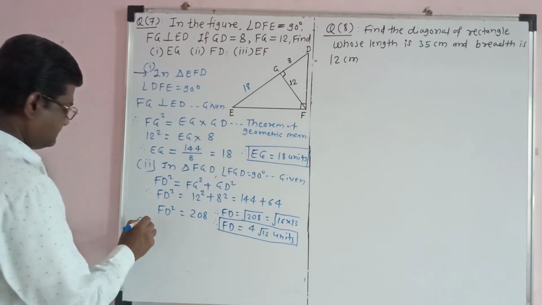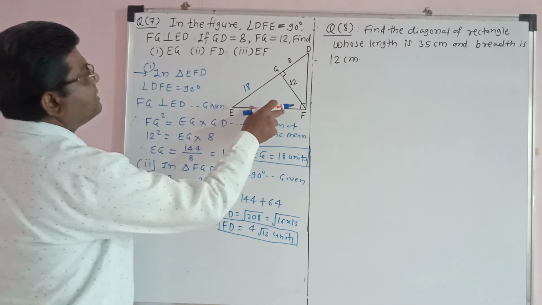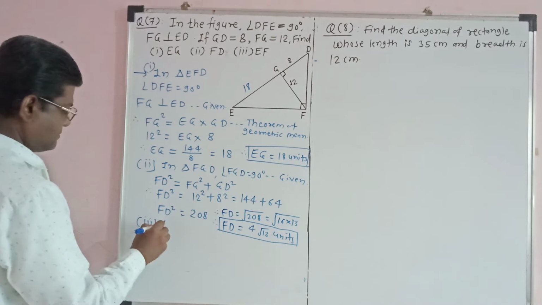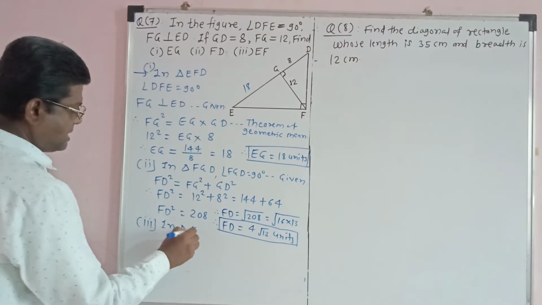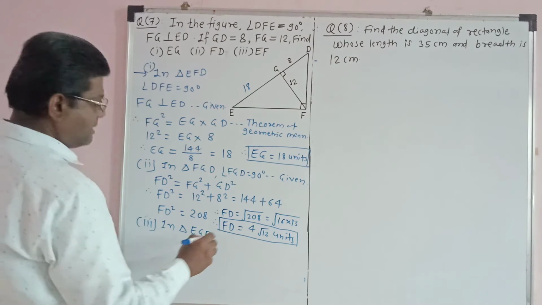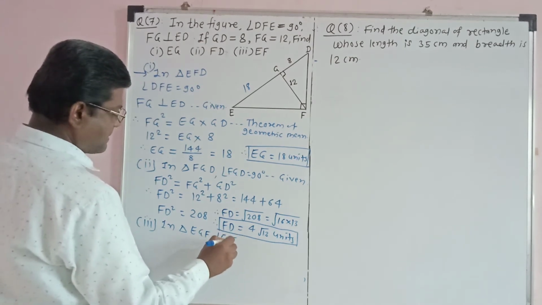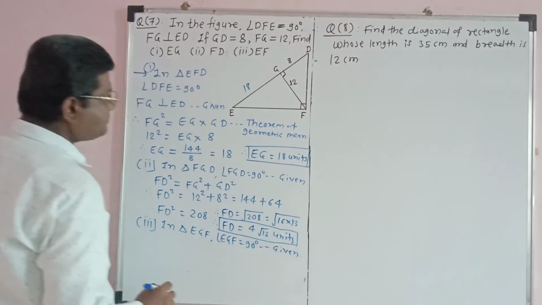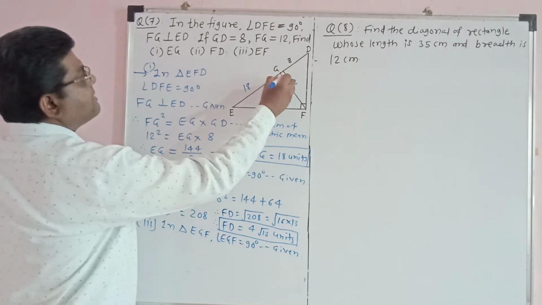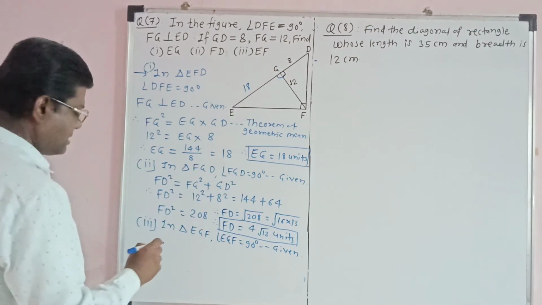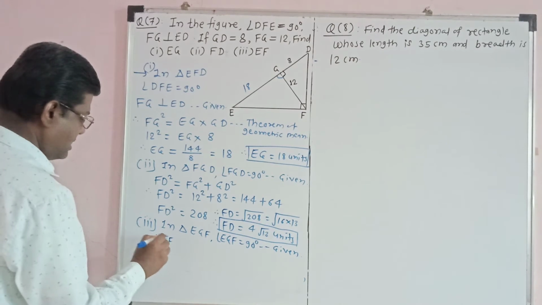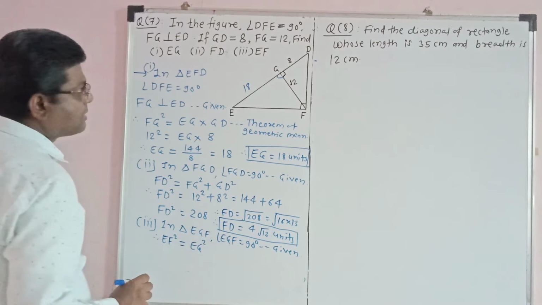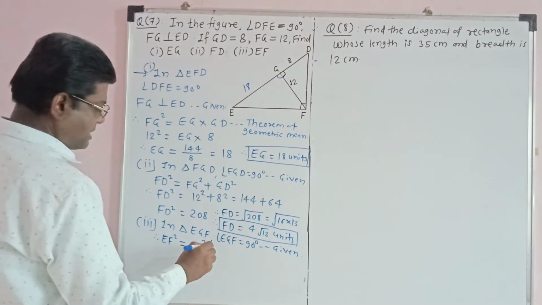Now third, we have to find EF. Now consider triangle EGF. In triangle EGF, angle EGF is equal to 90 degrees. It is given. This angle is 90 degrees, therefore EF is the hypotenuse. Therefore EF square is equal to EG square plus FG square.